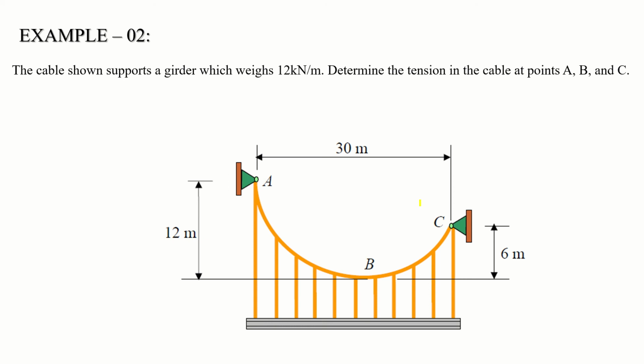Now coming to an example, it is example 2 because the example of point load that we discussed in the previous video was example 1. Since the lecture is the same, I have continued the numbering. The cable shown supports a girder. This is a cable from A coming to the lowest point, which is B, and then going up to C, which weighs 12 kilonewton per meter. Please note that the UDL, the uniformly distributed load, is 12 kilonewton per meter. Determine the tension in the cable at points A, B, and C. So you have to determine the tension at A, at B, and at C in the cable.